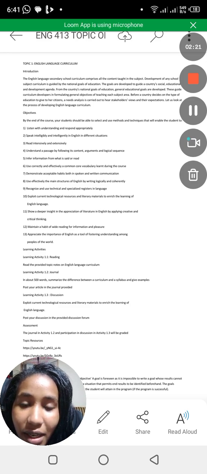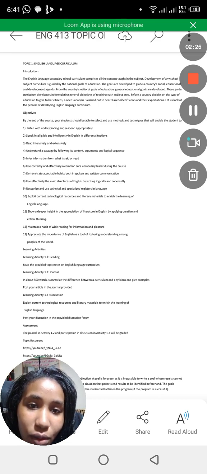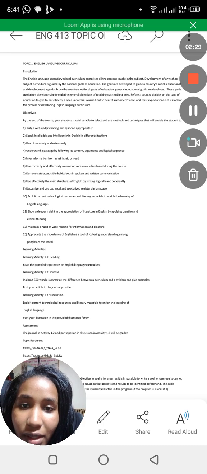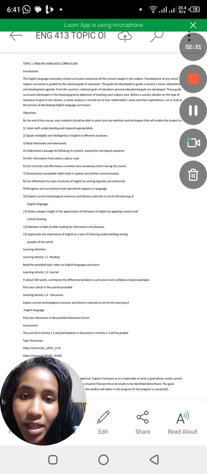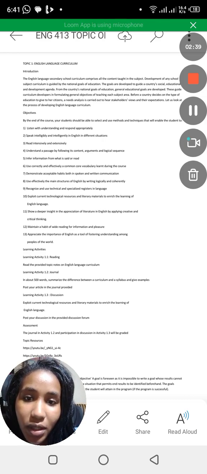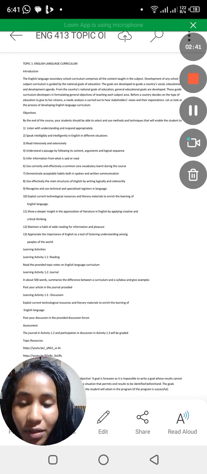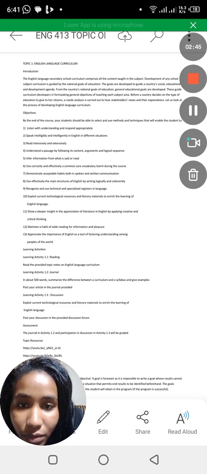So, the objective of this lesson, by the end of the lesson, you should be able to listen with understanding and respond appropriately, speak intelligibly and intelligently in English in different situations, read intensively and extensively, and understand the passage by following its content, arguments, and logical sequence.